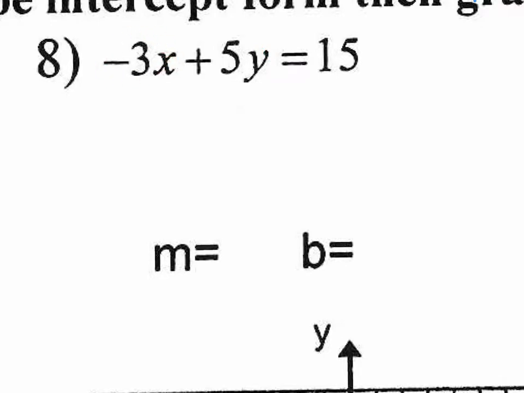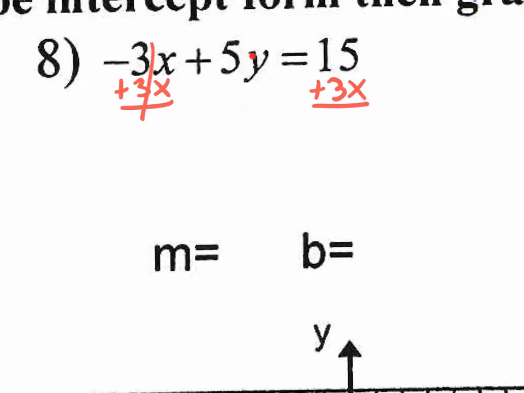How do I get rid of something? By doing the opposite. What's the opposite of negative 3x? Plus 3x, that's right. And what you do to one side, you do to the other side, plus 3x. Now, some people might make the mistake and think, oh, 15 plus 3x is 18x. Wrong. You can't add numbers with letters. So you're just going to have to rewrite it, okay?